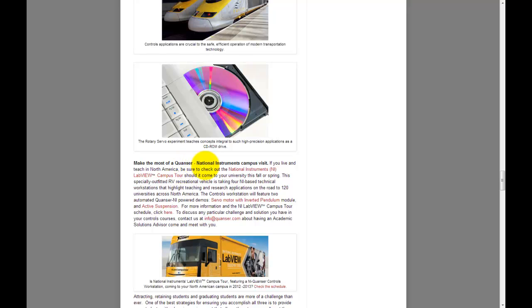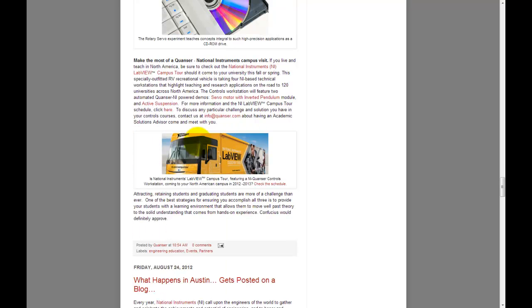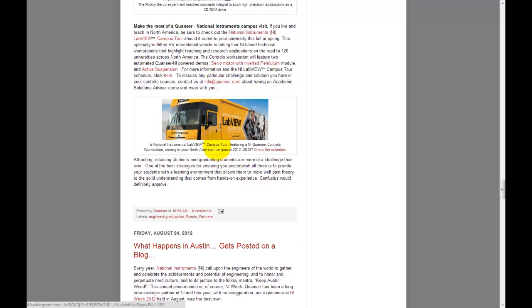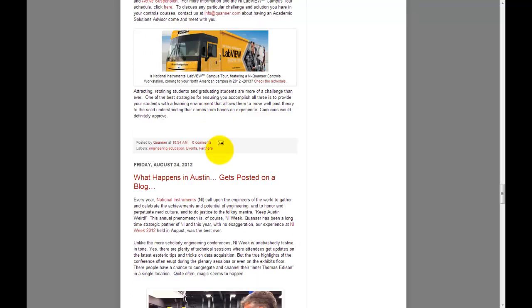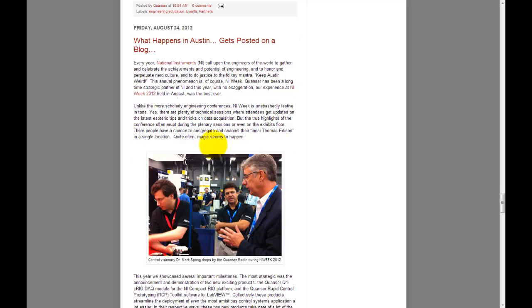So make the most of a Quanser NI campus visit. Again, this is about the bus tour that Cameron was talking about earlier. So here's a nice post about the NI Week that took place this year. What happens in Austin gets posted on a blog.